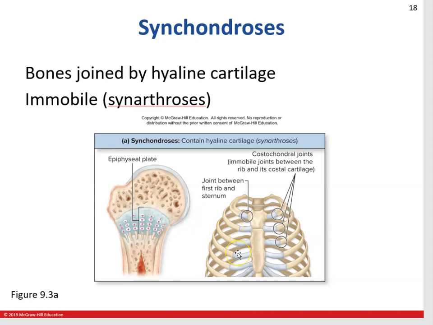And then also our costal cartilages that are attaching the ribs to the sternum. So these are called costochondral joints, hyaline cartilage. And this is going to give some flexibility. If you were to put your hands on your rib cage and take a deep breath in, can you feel your ribs? Your rib cage kind of moves out. So that is helped in part by the slightly movable costochondral joints.